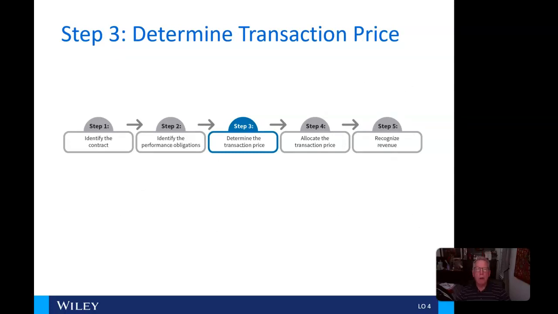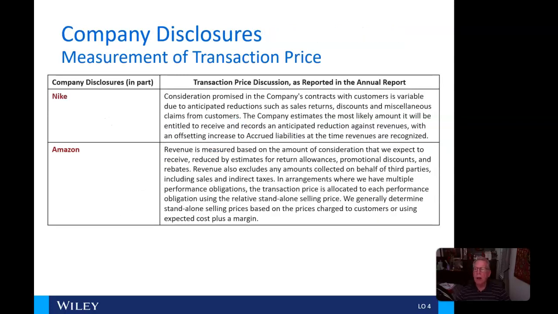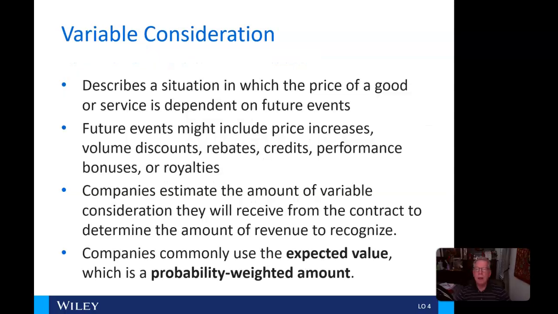Okay, determining the transaction price. Here, Nike and Amazon measure their revenues. And I'll let you read that on your own in the book, of course. And so let's look at variable consideration. This is going to describe a situation in which the price of the good or service is dependent on future events. Pretty common. Future events might include price increase, volume discounts, rebates, credits, performance bonuses, or royalties.